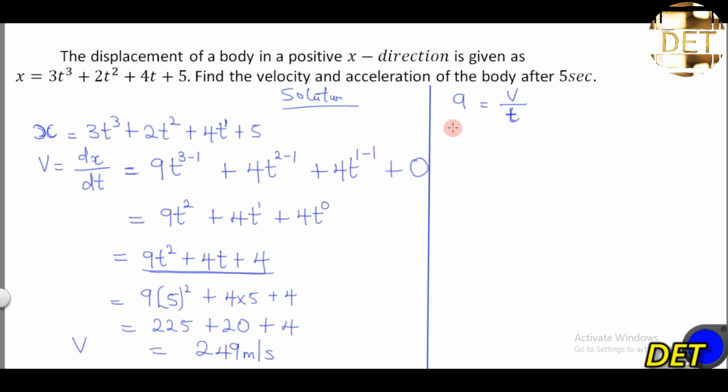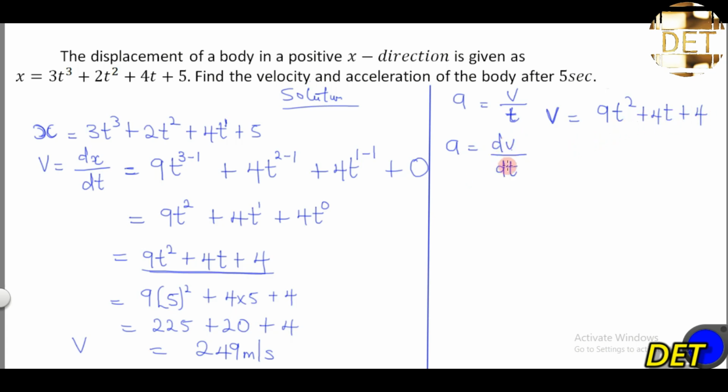So what we're going to do here is differentiate v with respect to t, right? So our acceleration will be equal to dv over dt. And we have gotten our v from the first question to be 9t squared plus 4t plus 4. This is our v, right?